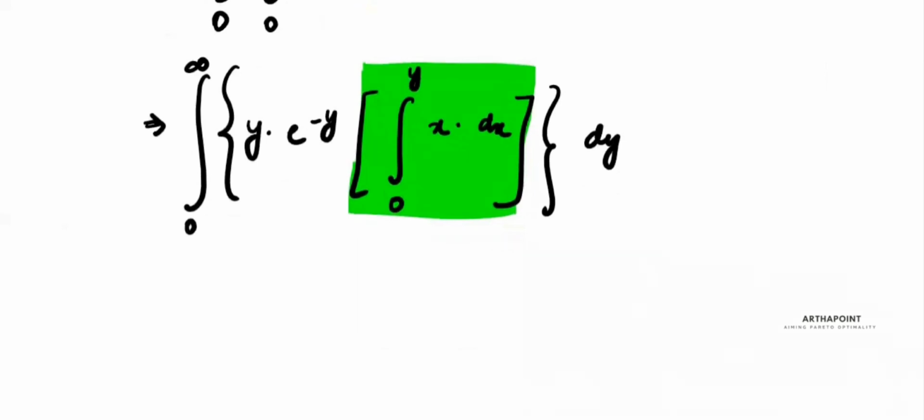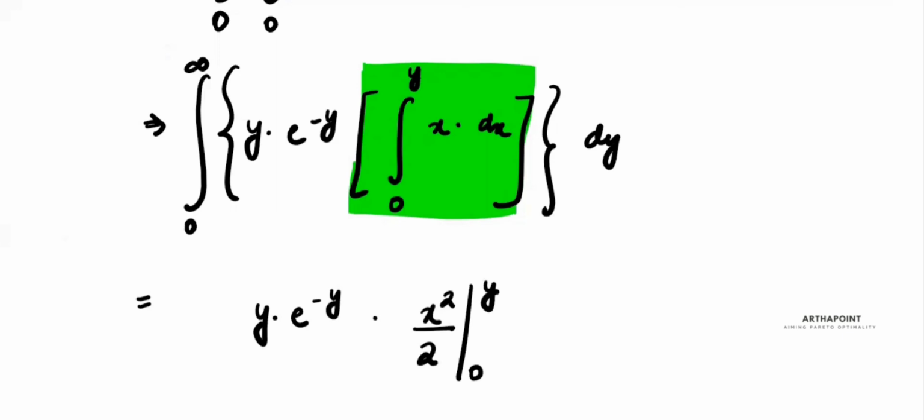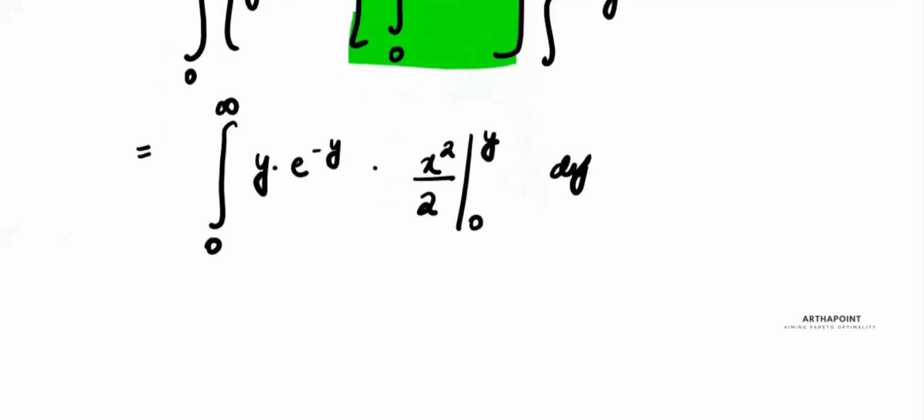Okay. So when you do that, you will get y into e to the power minus y. Integration of x will be x square by 2. It will go from 0 to y, isn't it? And then you will integrate this entire thing over dy. So you will get y square by 2 into y e to the power minus y from 0 to infinity dy. And when you do this, 1 by 2 will come out. You will get y cube e to the power minus y from 0 to infinity dy.